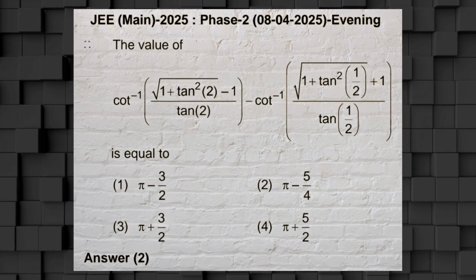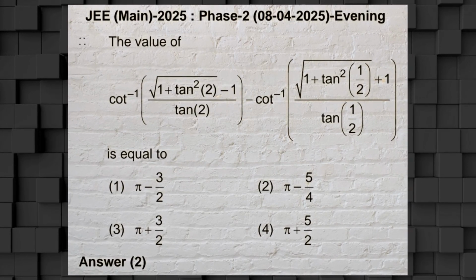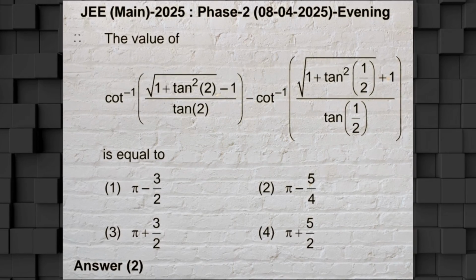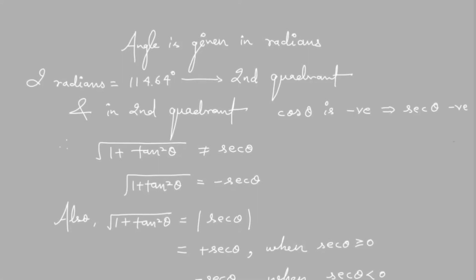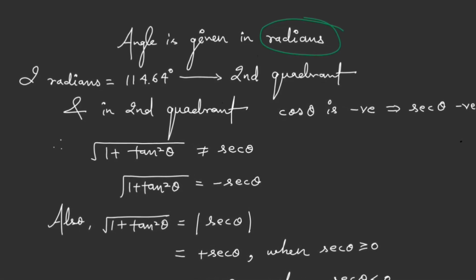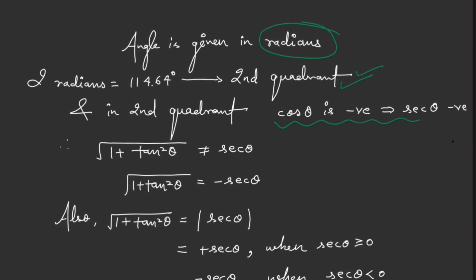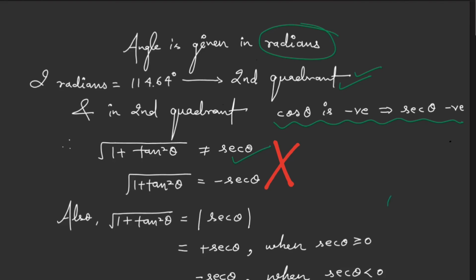This is a maths question from JEE Main 2025 paper in which many students made two mistakes. First, they mistook the angle to be in degrees, and second, they didn't write the correct expression for under root 1 plus tan square theta for the given condition.